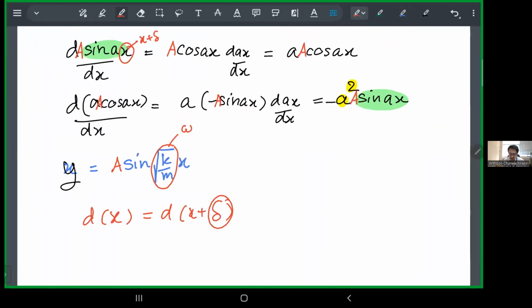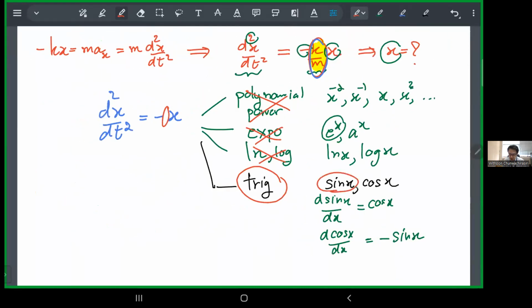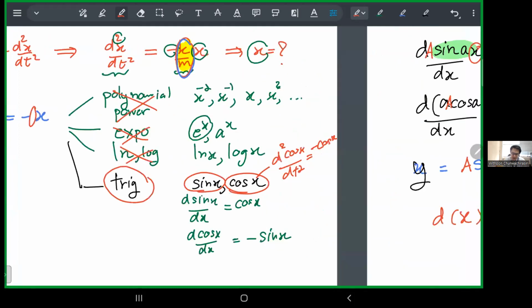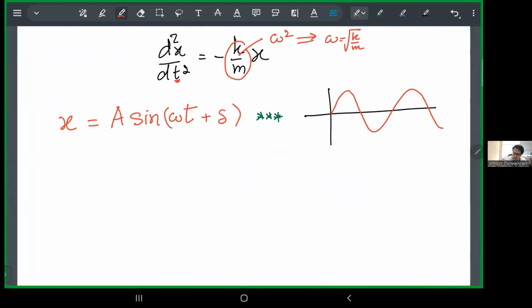Why did you pick sine in the first place when you also have the cosine that behaves exactly the same? Because the derivative of cosine is negative sine, and the derivative of negative sine gives you negative cosine. So that means d² cosine x by dt² is also negative cosine x. So cosine behaves the same as sine. The answer is, yeah, it's up to you. It doesn't really matter. Go for it.